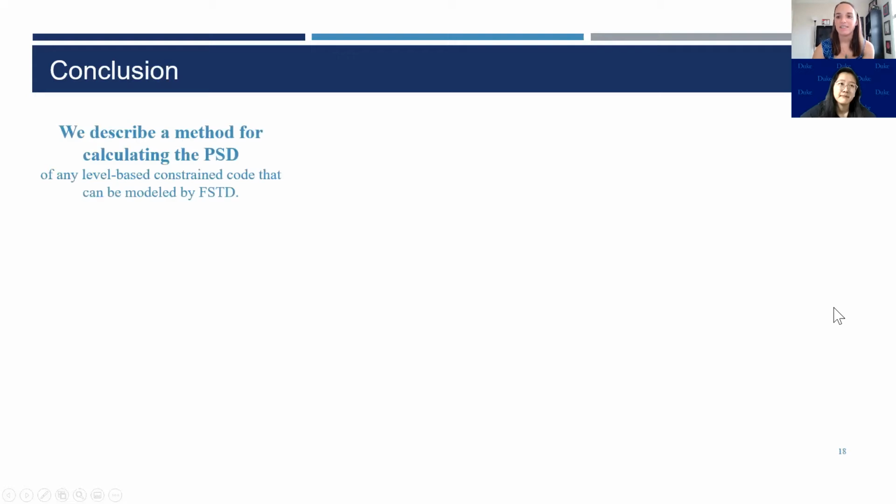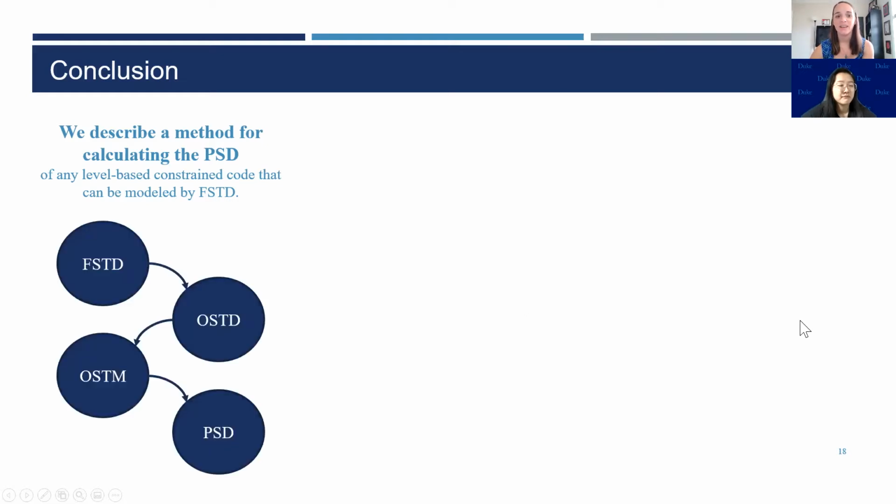In conclusion, highlighting our three main contributions again: we first describe a method for calculating the power spectral density of any level-based constraint code that can be modeled by a finite state transition diagram. It's just a series of steps. First, we model it as an FSTD, then we model it as an OSTD, then we calculate the OSTM from that, and then we calculate the power spectral density from there.